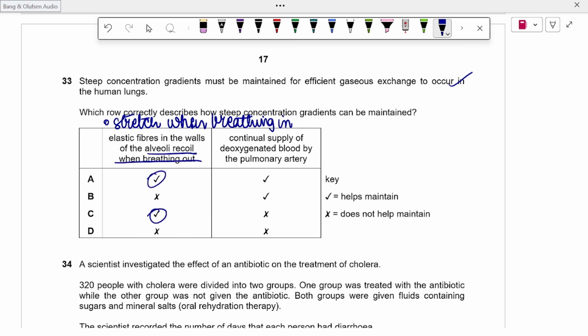This is tick. Continual supply of deoxygenated blood by the pulmonary artery. This is also true. Your pulmonary artery is carrying deoxygenated blood और अगर continuous supply आता रहेगा तो continuous gas exchange होता रहेगा. So this is also correct. A is your correct option.